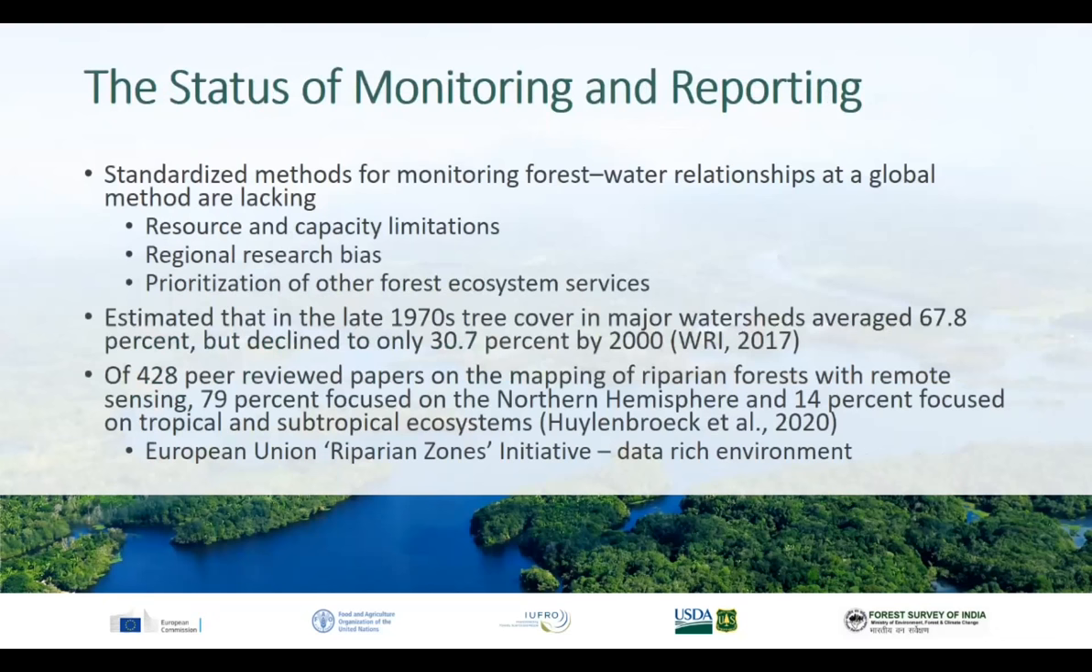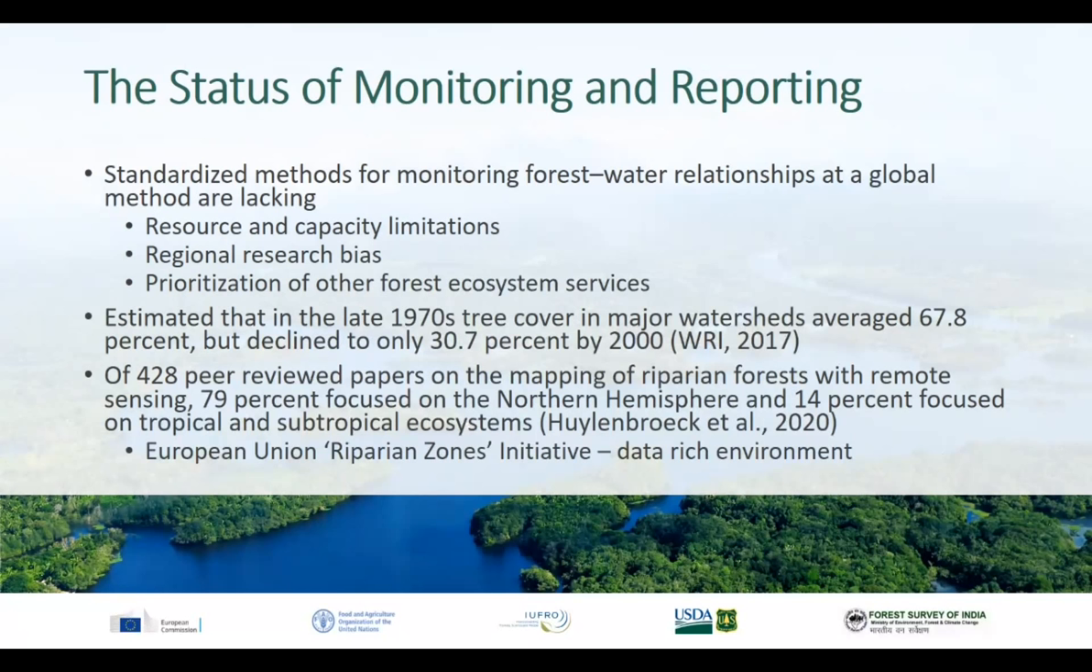So where are we in terms of the current status of monitoring and reporting on the forest water nexus? We have to say that there's actually quite a lack of standardized methods for monitoring forests. This arises from a number of reasons: a lack of resources and capacities, regional biases, and other priorities for forest monitoring, notably carbon and biodiversity.